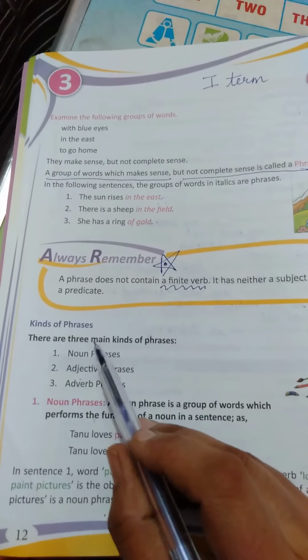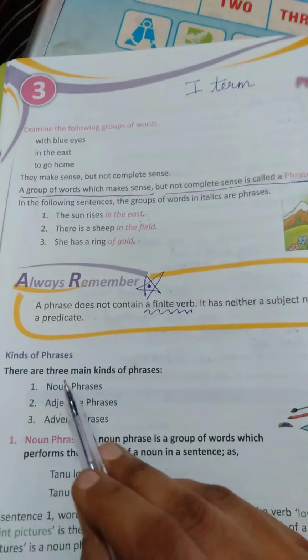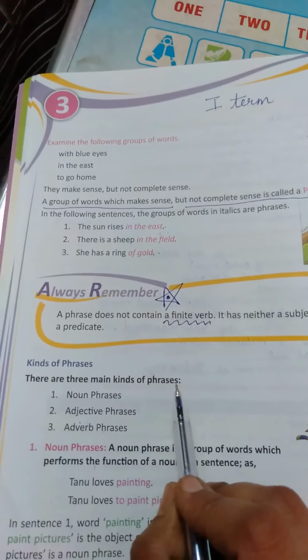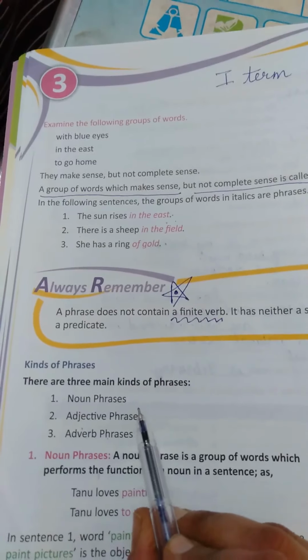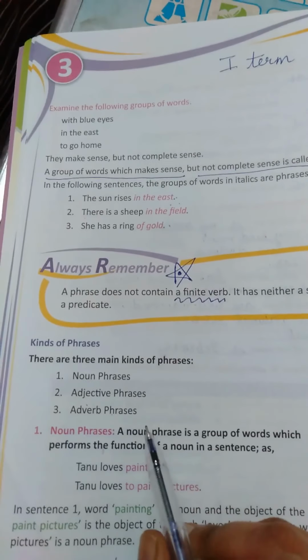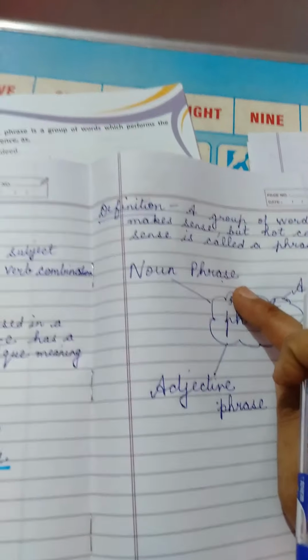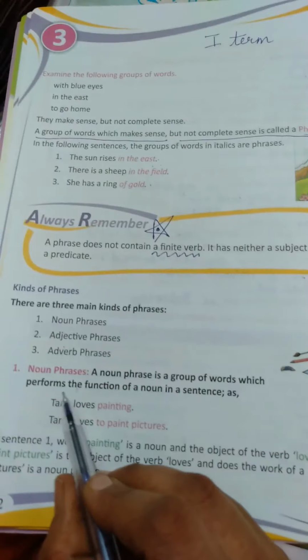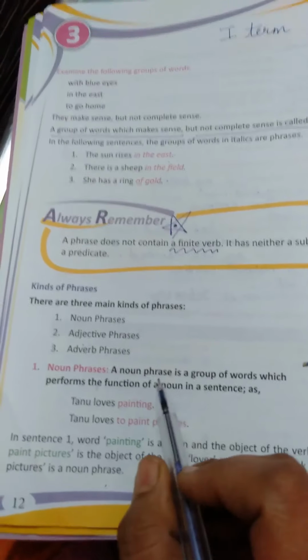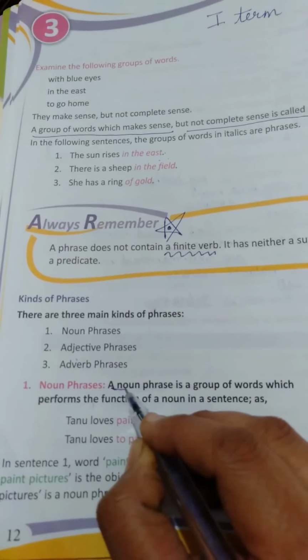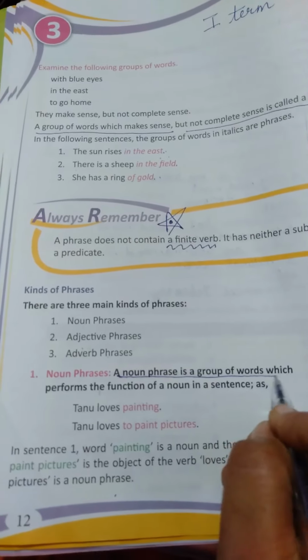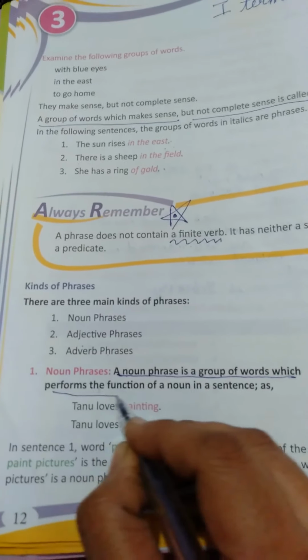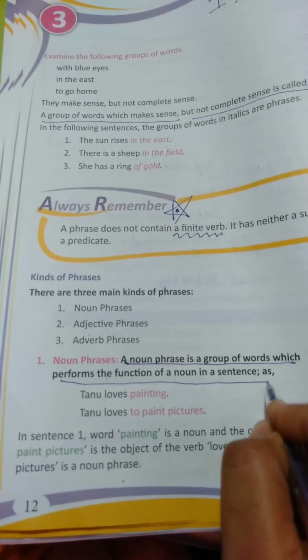Now the different kinds of phrases. There are 3 main kinds of phrases. The first one is noun phrase, second adjective phrase, third adverb phrase. Now the very first one we are going to learn is the noun phrase. The phrase is a group of words which performs the function of a noun. So underline, a noun phrase is a group of words which performs the function of a noun in a sentence.